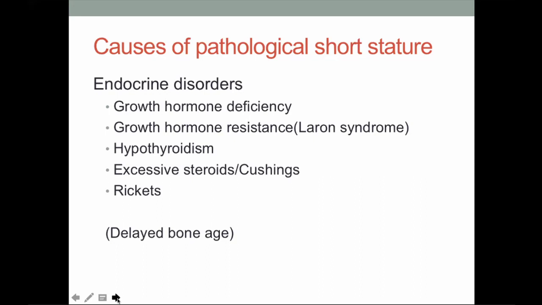Then these are the other causes of pathological short stature. They are endocrine disorders. So disorders like, I think you have already completed your endocrine module, so you have learned a little bit about growth hormone. So growth hormone deficiency, or your growth hormone receptor is mutated, like growth hormone resistance. Then hypothyroidism. If you are on excessive steroids, which is called Cushing's syndrome, or if you have vitamin D deficiency rickets, all these endocrine causes lead to short stature.